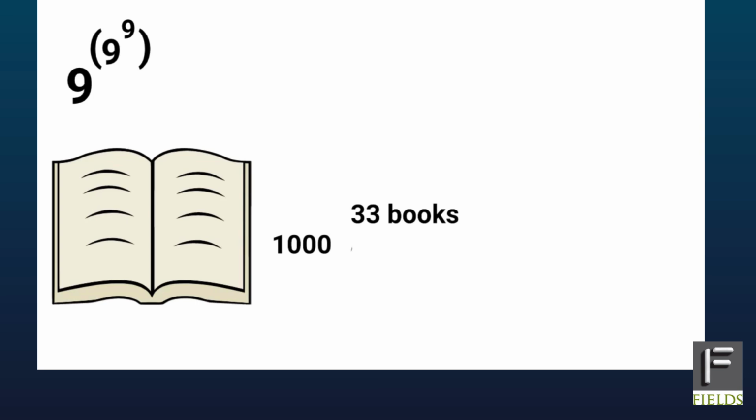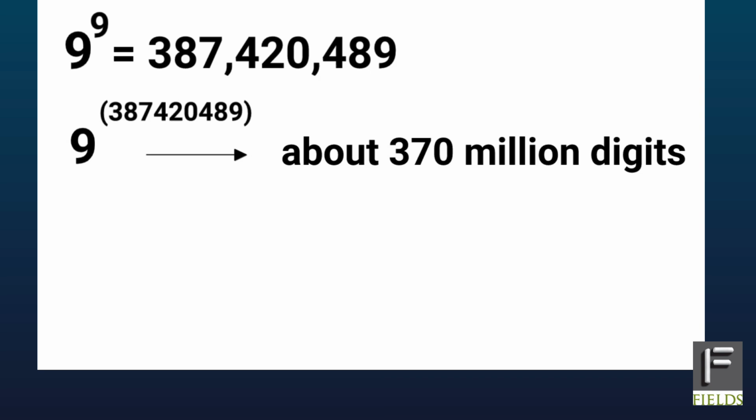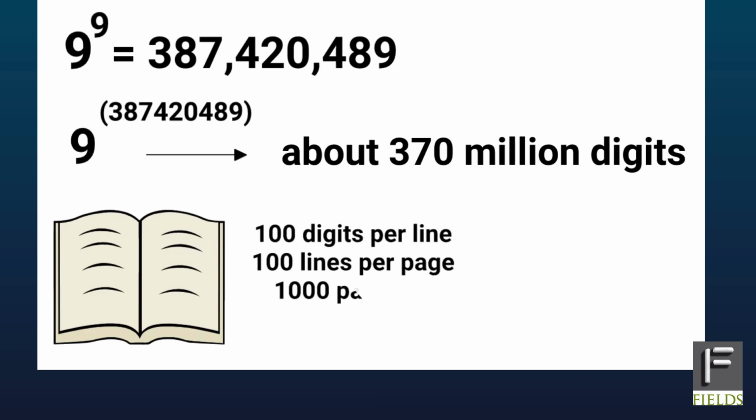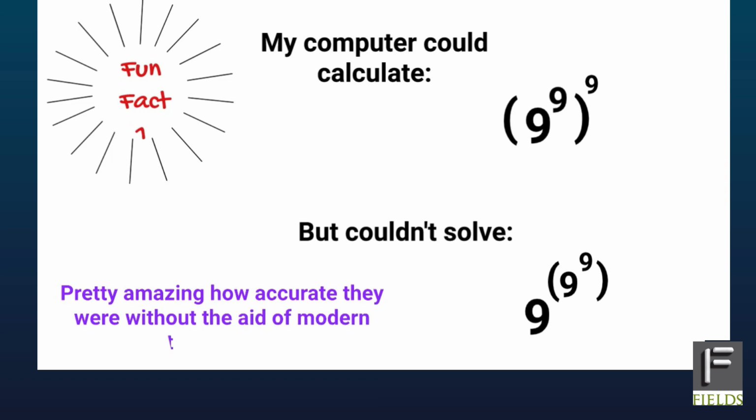What Joyce is saying, in a very roundabout way, is that to write out the digits of 9 to the power of 9 to the power of 9, it would take 33 books of 1,000 pages each. And it turns out that's pretty accurate. 9 to the power of 9 is equal to 387,420,489. And 9 to the power of this gives us a number with about 370 million digits. If we write 100 digits per line and 100 lines per page and 1,000 pages per volume, this would require 37 volumes to write out the answer. So Joyce's 33 volumes wasn't too far off. Pretty impressive for 20th century math knowledge and no calculators.